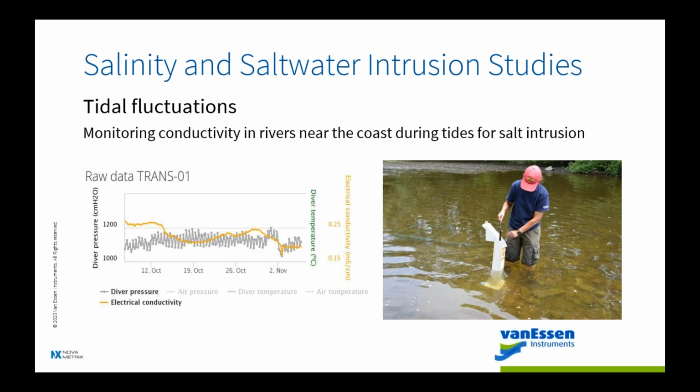The most common, of course, we've already mentioned: salinity and saltwater intrusion. Here's just a look at what the graph would look like, and this is out of our Diver Hub, which is the web portal for our telemetry. This is showing both the diver's pressure and then the conductivity. The picture to the side is an image of a river and somebody working with our CTD, and they're monitoring obviously for saltwater intrusions and tidal influences, tidal fluctuations, and how everything ties together. Pretty neat project.